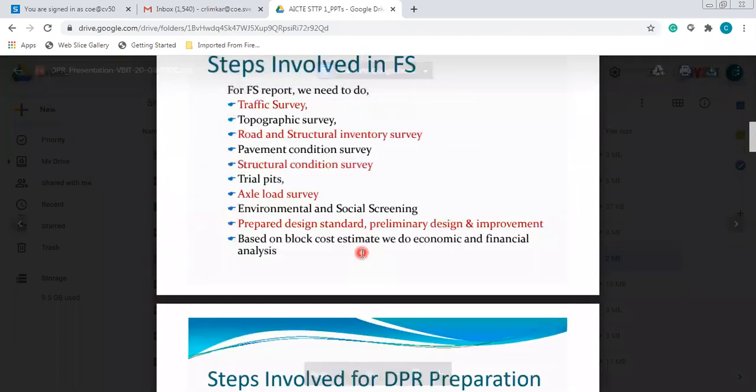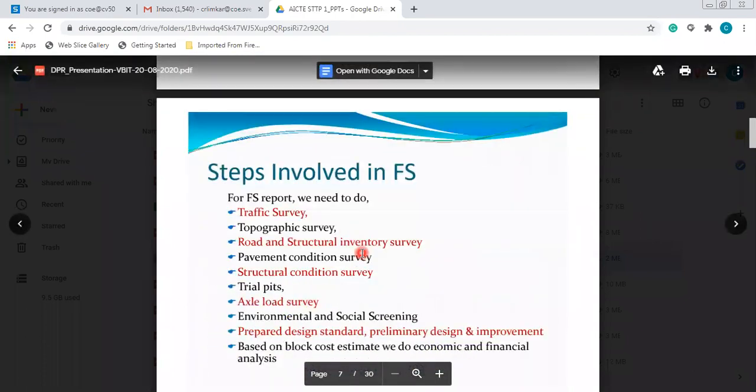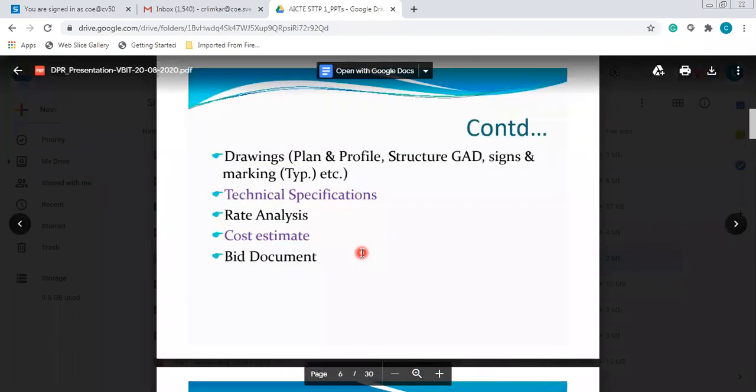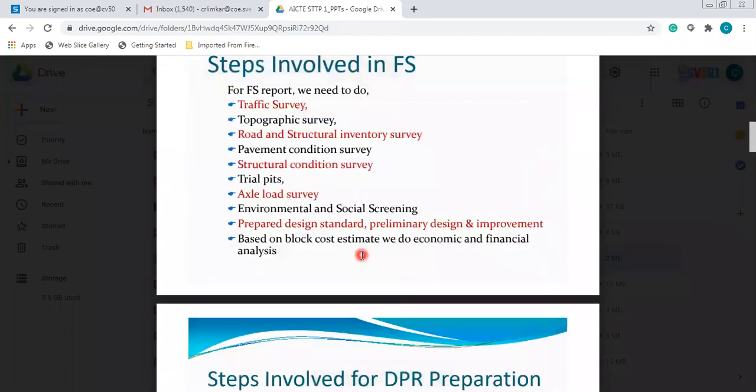We have just started with this. I thought this is important for you. You should have some idea about this DPR for the roads, at least for the roads. Okay. If you're having any doubt, you can ask me.